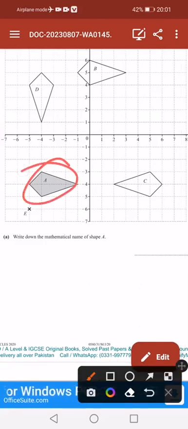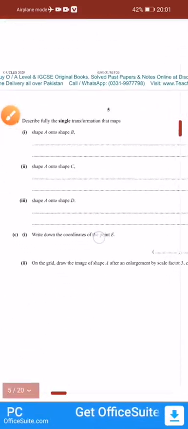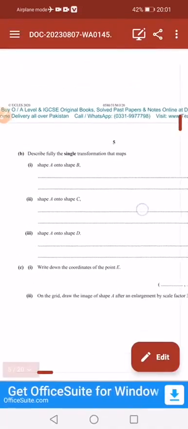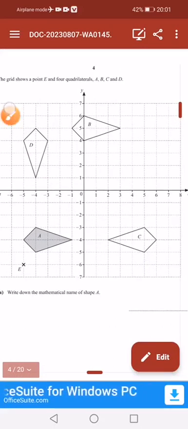Okay, this one is a kite. Then we have item 2, shape A onto shape C. Where is shape C? Oh, this one.